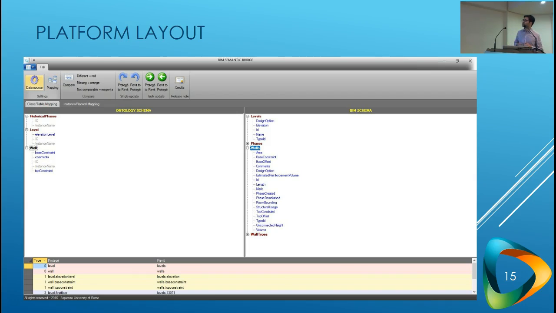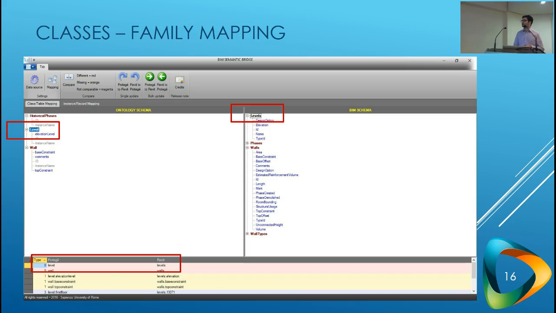Then we have some operations that we can perform. The first one is the data source. If you click on the data source, you can select the BIM database that you want to connect, the ontology database, and the mapping schema. Then you have the mapping button, which is useful to create correspondences about classes, properties, and instances in the two environments. Then you have the comparison of the two taxonomies, and then we have this data transfer, which can be on a single value or on the entire system, from one side to the other. So talking about the family mapping, that is the first step.